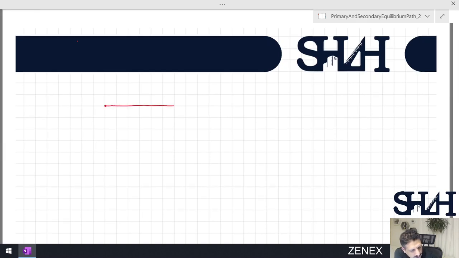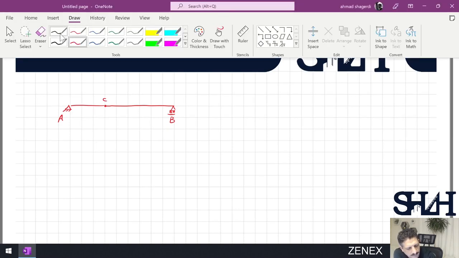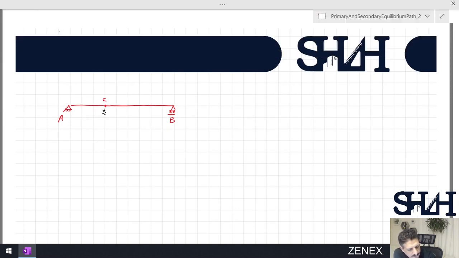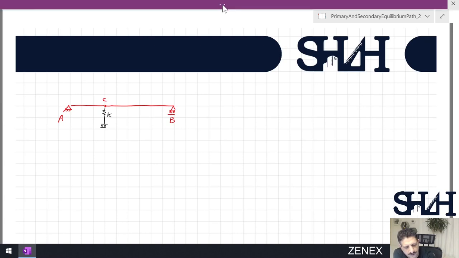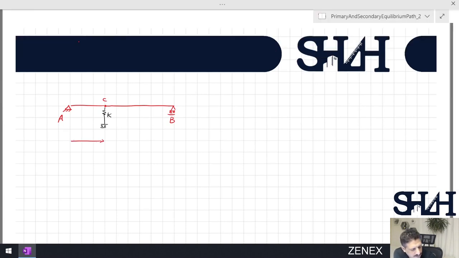The same rigid bars are connected at the midpoint at point A, a hinge connection, and at point B we have a roller, and at point C this time we have a translational spring with the coefficient of K. So the length of the rigid bars from A to C and C to B is assumed to be 2L.